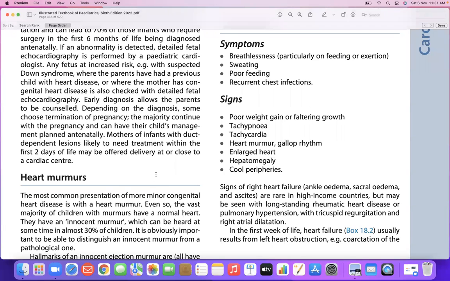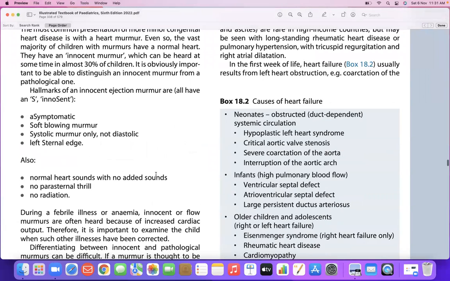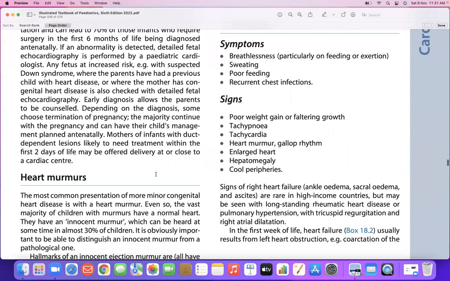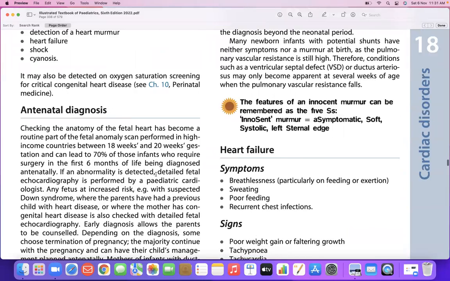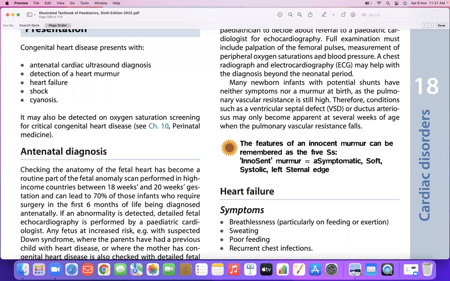Next, heart murmurs. This is important here in heart murmurs. The features of an innocent murmur can be remembered as 5 S's: asymptomatic, soft, systolic, left sternal edge. But you can see it also in other places, though usually left sternal edge.